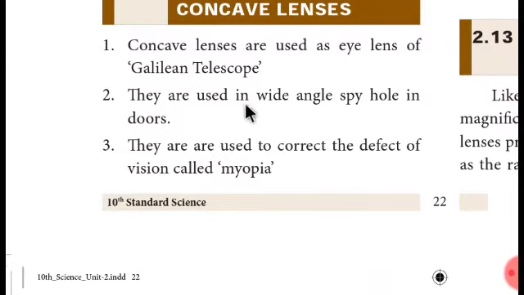The second point, they are used in wide angle spy holes in doors. So, what is a wide angle spy hole? Well, you might have seen in some movies, the owner of the house just peeking through a small hole kept in the door to see who is outside or who is ringing the bell, right? He will be seeing through a small hole from the door. So in that door there is not just a hole. They'll be placing a concave lens, and this lens will show a wide angle view of who is standing on the opposite side, and that's why they are using concave lenses.